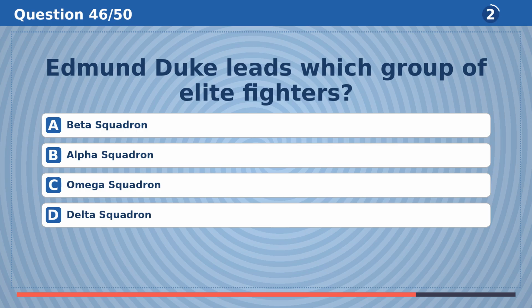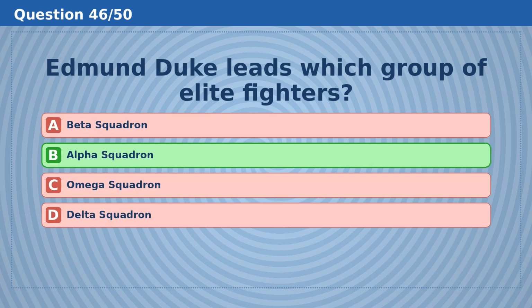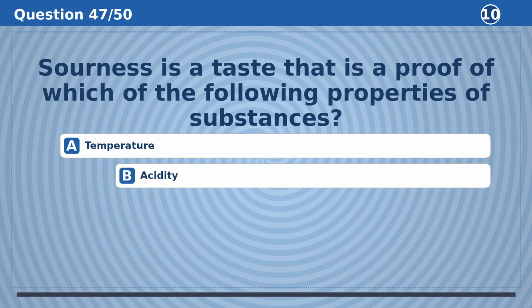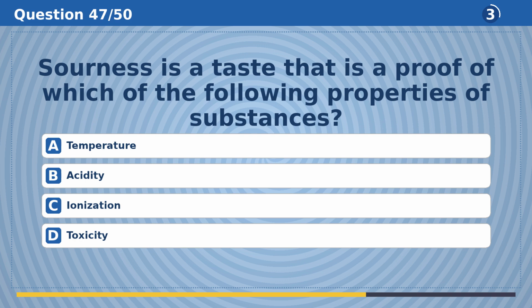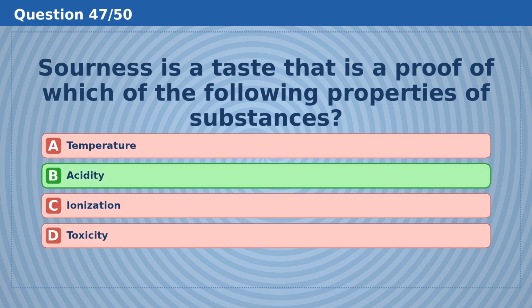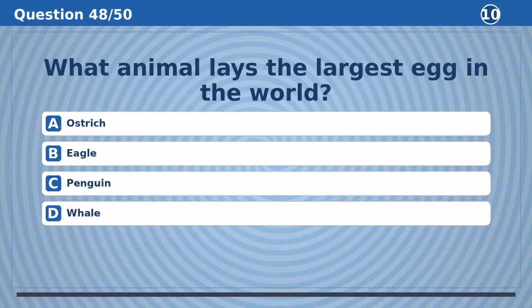Edmund Duke leads which group of elite fighters? The answer is B. Alpha Squadron. Sourness is a taste that is a proof of which of the following properties of substances? The answer is B. Acidity.